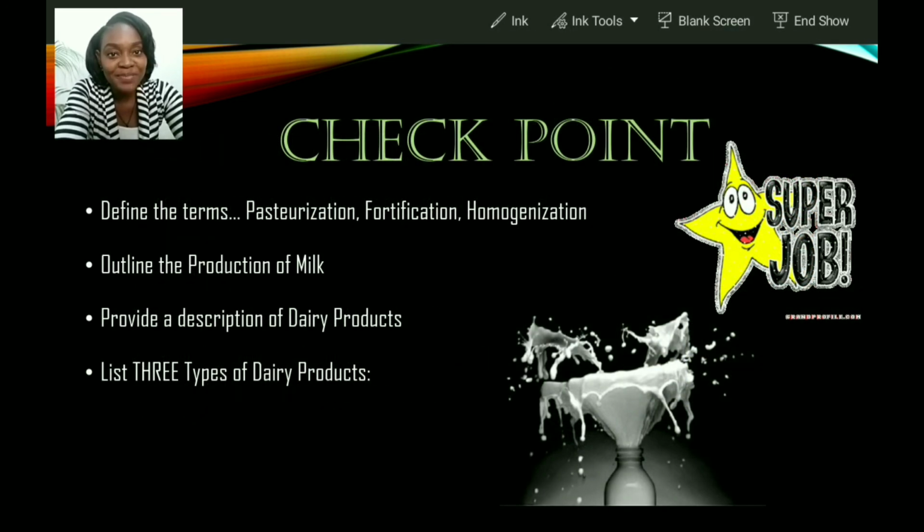Now, checkpoint. Define the terms pasteurization, fortification, and homogenization. Outline the production process of milk. Provide a description of dairy products. And finally, list 3 types of dairy products. And a bonus we could add is list 3 forms of milk, meaning market forms, meaning how can we purchase milk on the market.